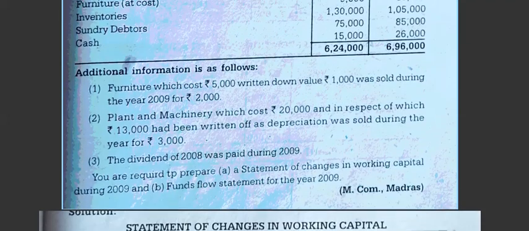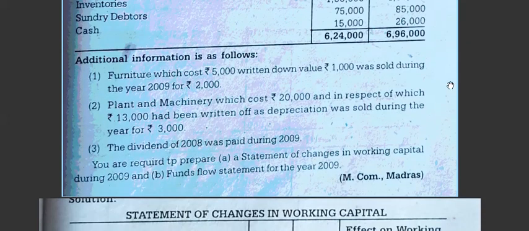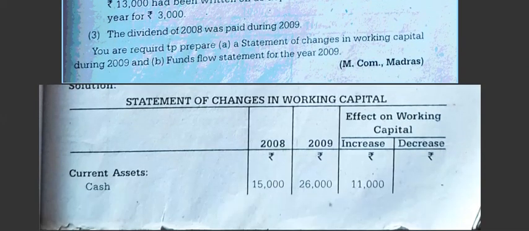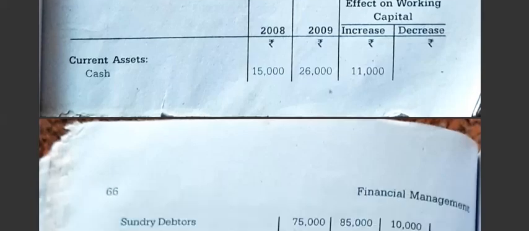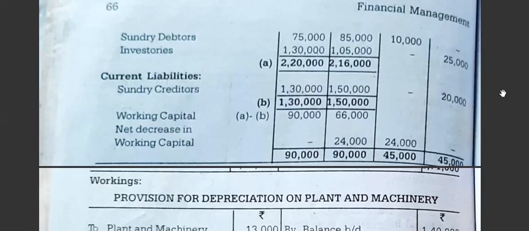Okay. Now we have to open the statement of changes in working capital and a fund flow statement. Now we will open the statement of changes in working capital. It is 2008 and 2009, increase, decrease, cash. This is an increase, write the difference in the increase column. Write the other items, sundry debtors, inventory. If there is an increase, write in the increase side. If there is a decrease, write in the decrease side.